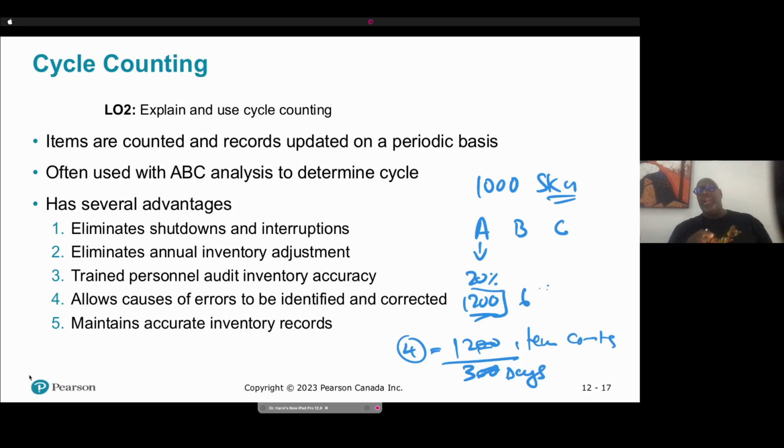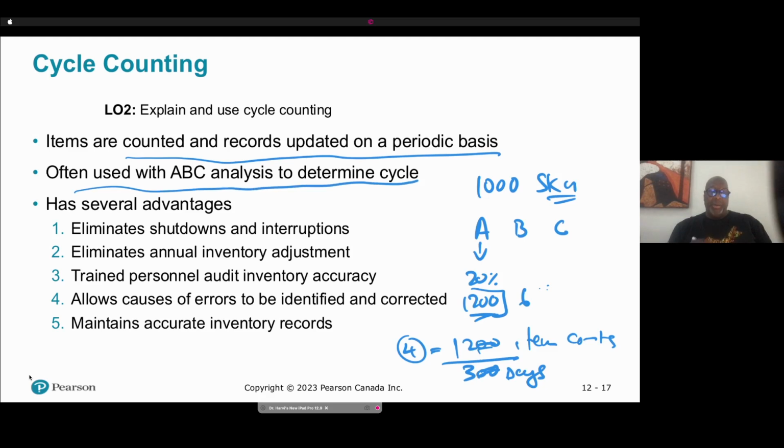Now, if you have several thousand stock keeping units, once you determine your daily count, you can allocate that to your staff members. And when you count is also important. You want to count when your staff are fresh. So usually you get some staff members who are put on counting duty to come in early in the morning before the business gets busy, so the counts can be done early. So items are counted and updated on a periodic basis, often using ABC analysis to determine the cycles.